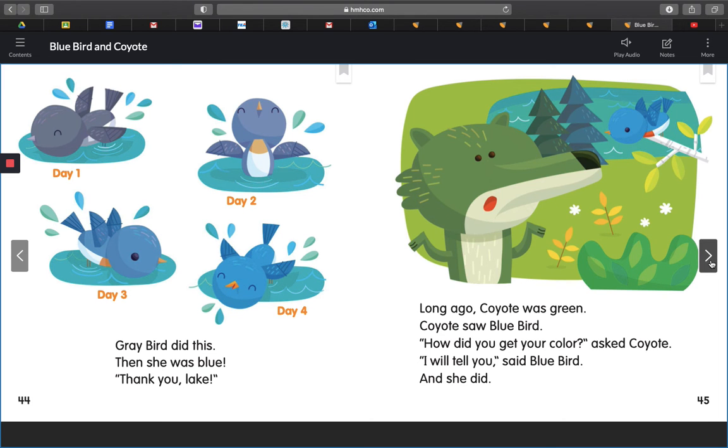Graybird did this. Then she was blue. Thank you, lake. So our picture shows Graybird splashing in the lake. And if I'm creating a mental image, I imagine the splashing sounds that she makes. And the story says she is blue. And I see she is a different color in the pictures. I pictured her feathers slowly changing from gray to blue.